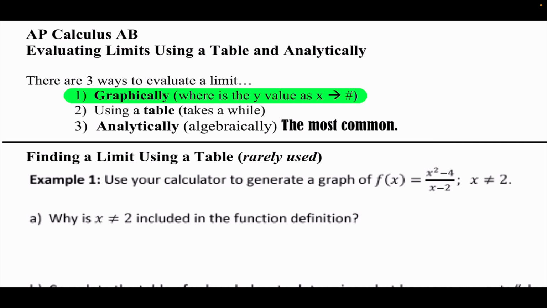So using a table. The thing about a table is they rarely use it. They rarely ask us to use it, which is nice. But I want to show you how to use a table. The one they most likely going to do is number 3. Number 3 is analytically, algebraically, right? Using algebra, the way you're most familiar with and the most common method. So number 2 will take us not very long because it's not a very long method. Number 3 is the one we'll be spending most of our time with because there's different examples I want to give you. Okay? So the one that's rarely used, the table.